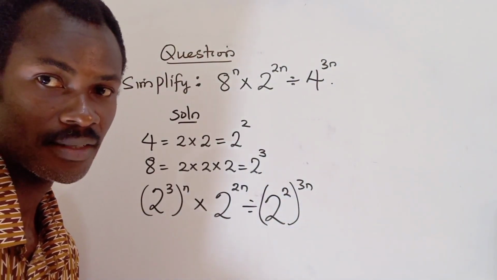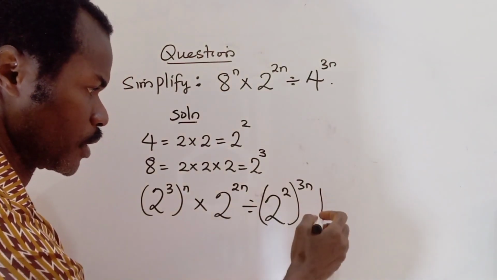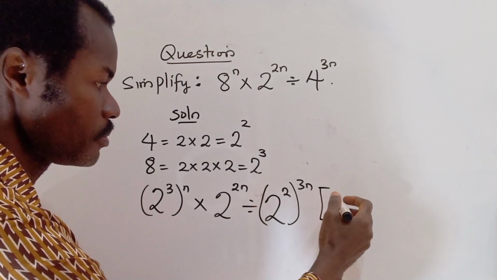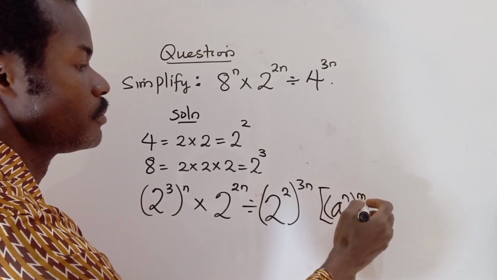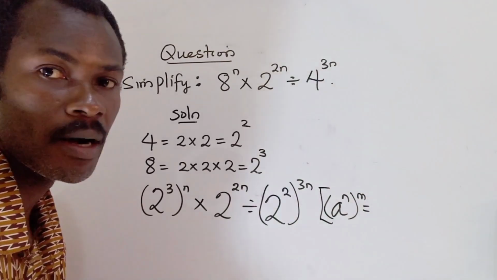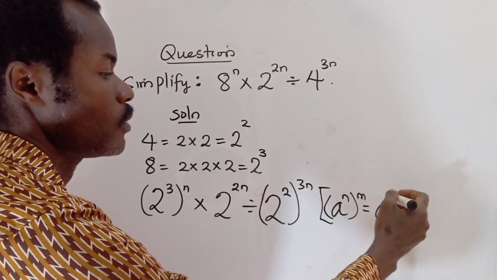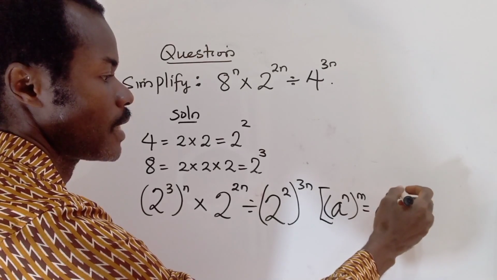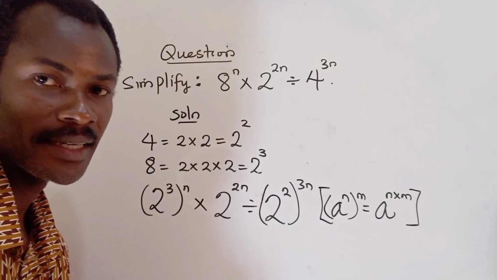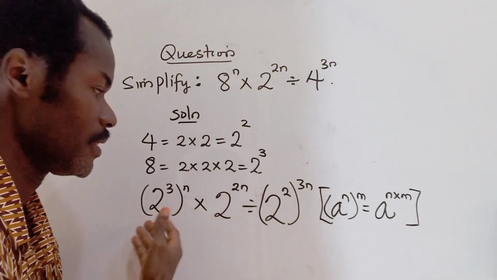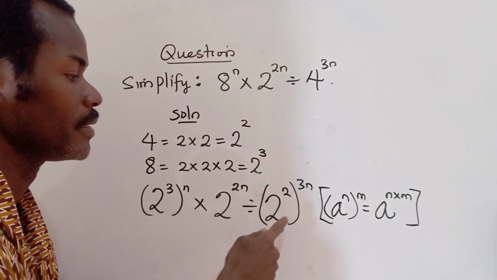From this we can simply recognize something here. If I have a to the power of n, to the power of m, this is called the double power law. It means we'll have a to the power of n times m. So we are simply going to apply this here and here, and let's see what that gives us.